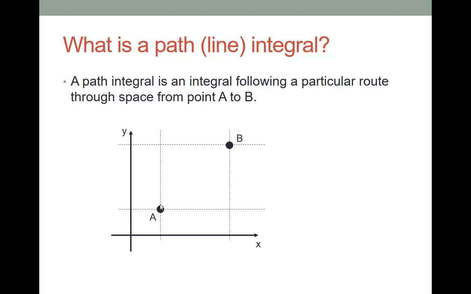So, for example, I could take a route from A up to B that goes like this, or I could take one that goes like this, or I could take one that goes along the diagonal. 3 possible routes from A to B. To illustrate path integrals, I'm going to do three sets of integrals, if you will, following the 3 paths that I just showed for 3 different possible forces.